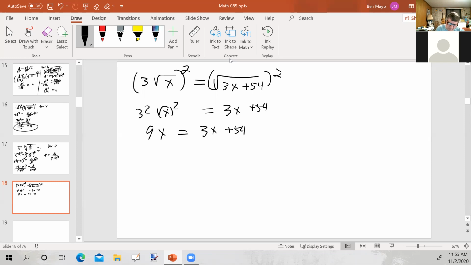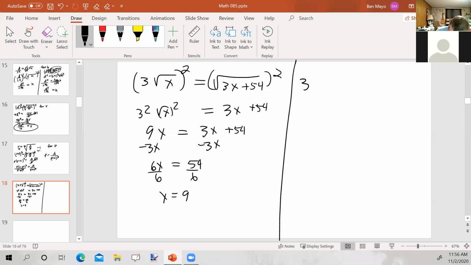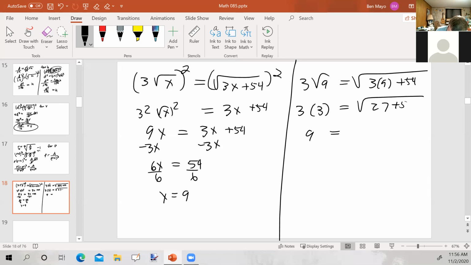So now I'm going to solve for x on the left. I'll subtract 3x from both sides. 6x equals 54. Divide by 6. X equals 9. 3 square roots of 9 equal the square root of 3 times 9 plus 54. Let's see. 3 times the square root of 9, 3 times 3, which is 9. And on the right side, 27 plus 54, which is 81. The square root of 81 is 9. 9 equals 9. And the solution x equals 9 is correct.